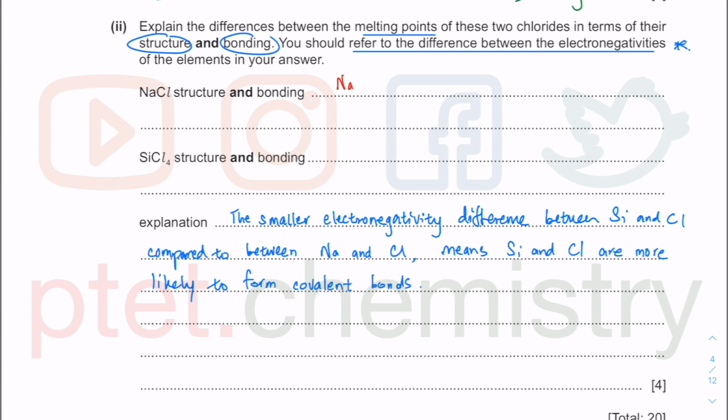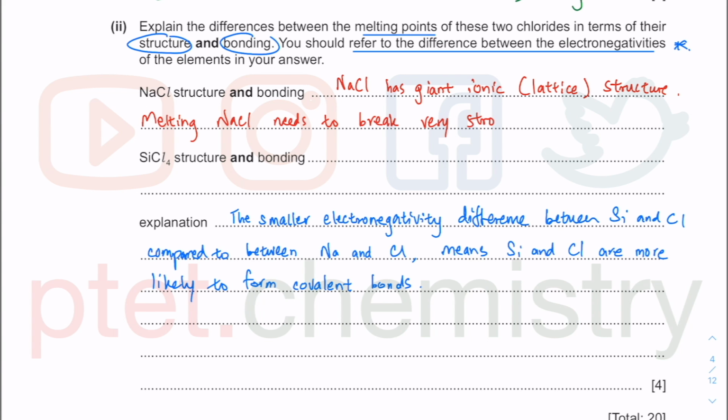So NaCl has a giant ionic lattice structure, as you would know from your O-level, your GCSE or your IGCSE knowledge as well. So melting NaCl needs to break very strong ionic bonds, and this is between oppositely charged ions. So this is between Na+ and Cl-.